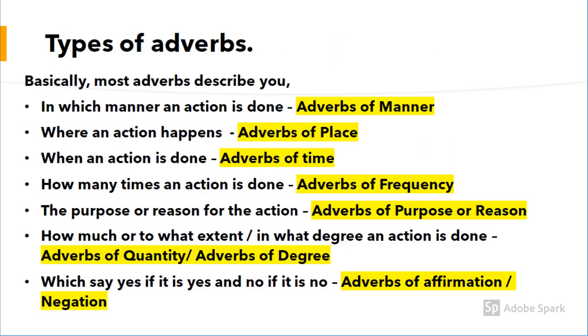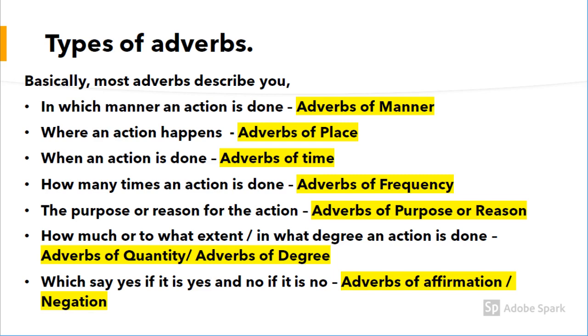Let's look at the types of adverbs. Basically, most adverbs describe in which manner an action is done. We call them adverbs of manner. The adverbs which describe where an action happens, we call them adverbs of place. Adverbs of time are the adverbs which describe when an action is done.